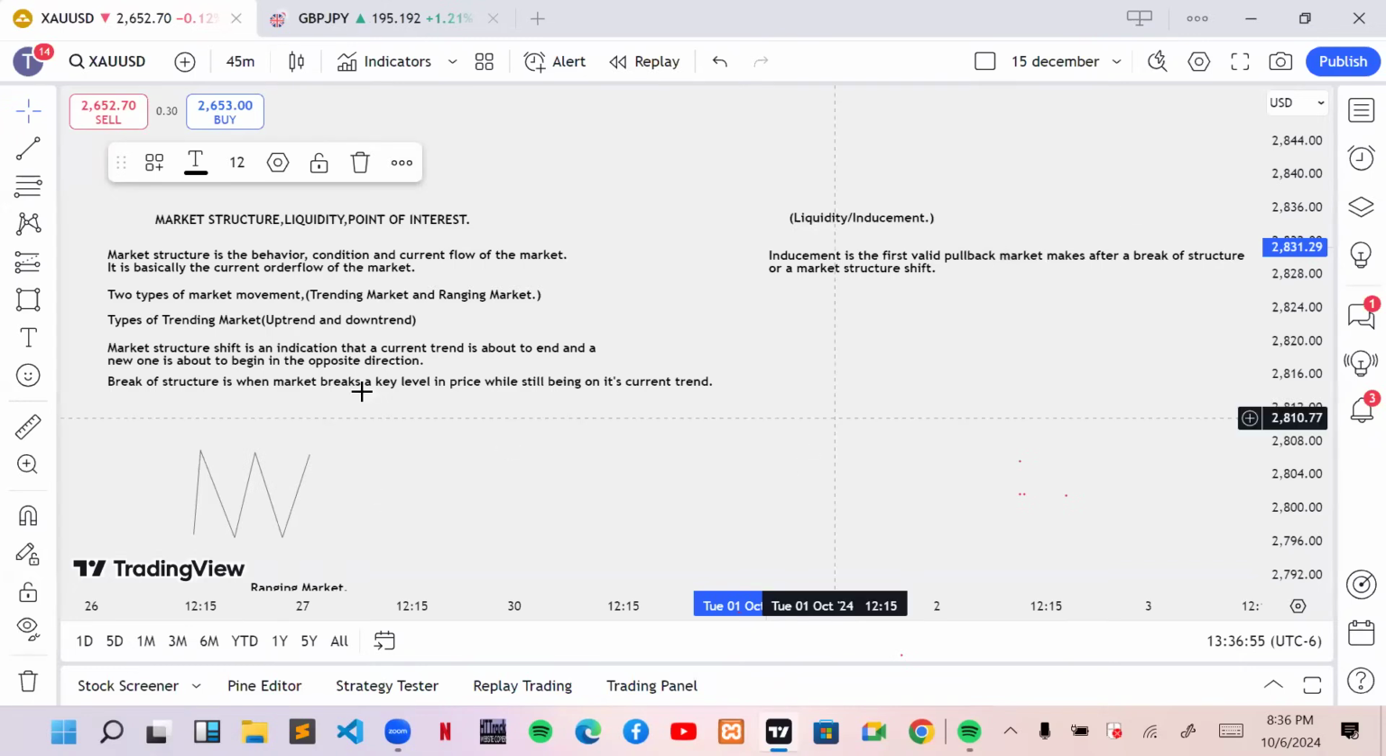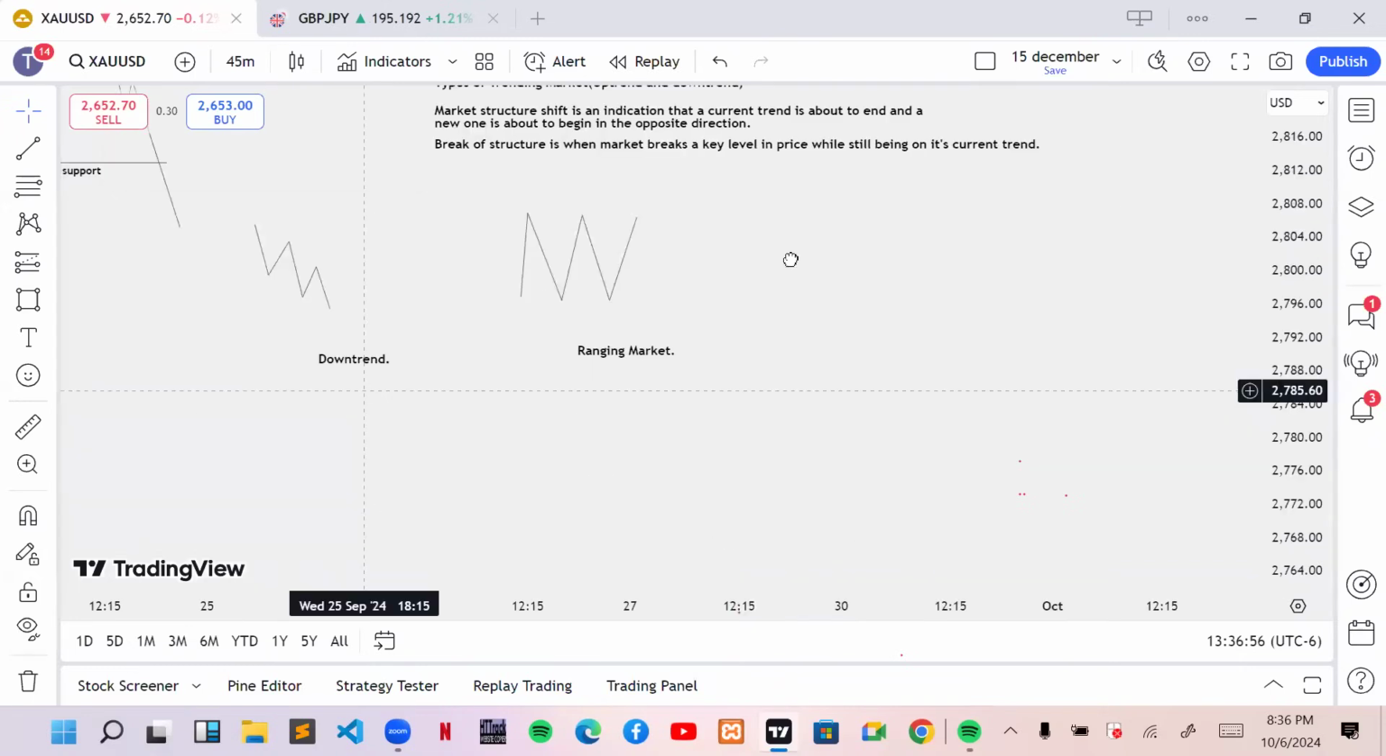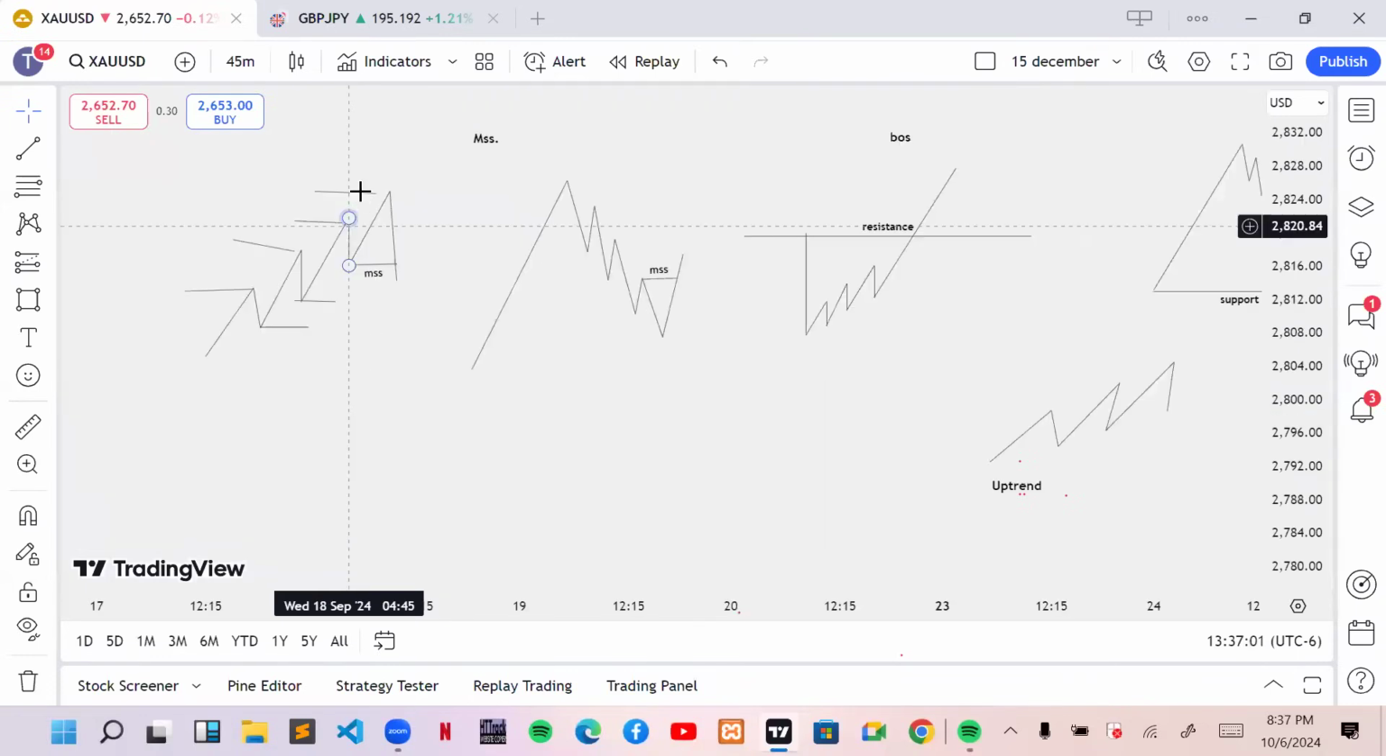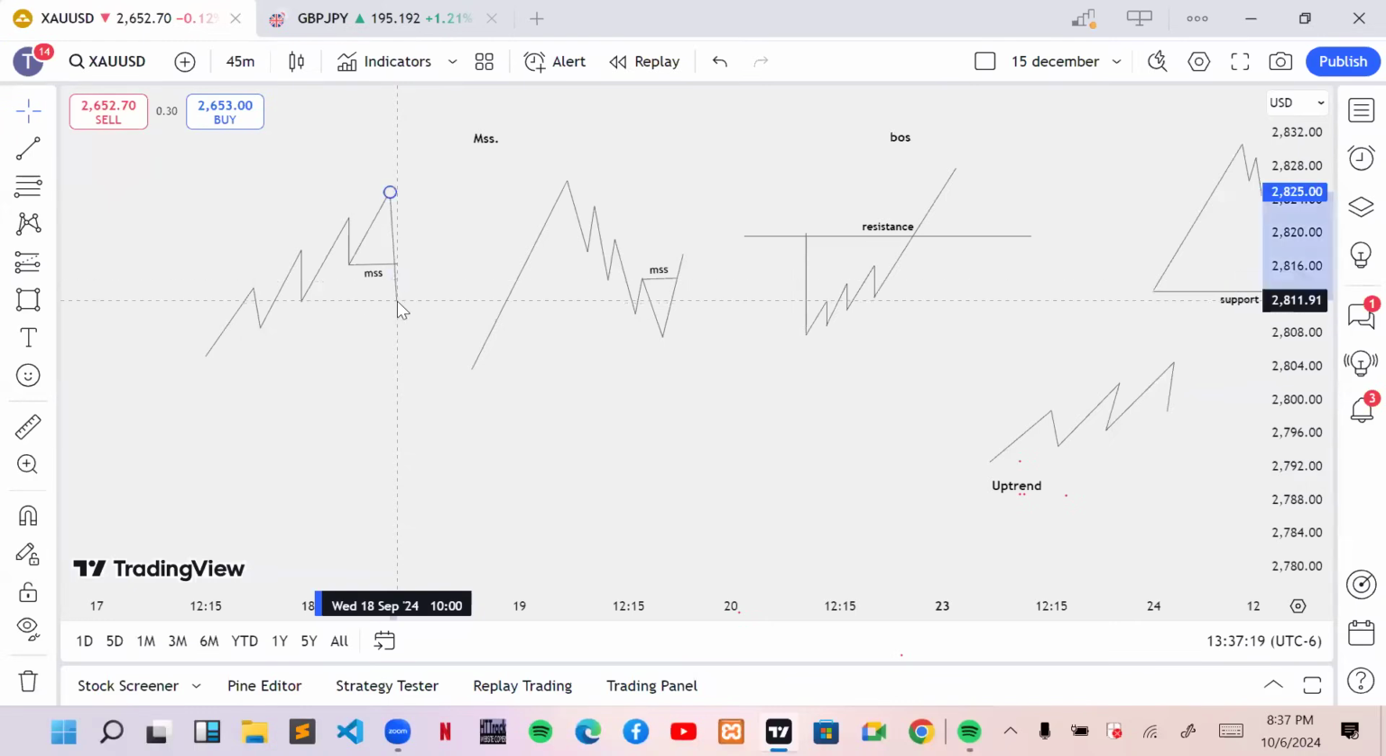So let me give you a visual example. Let me use the market structure shift first. So for the uptrend, this is an uptrend, and the market made a market structure shift. Before you can confirm your inducement, you have to first see either a break of structure or a market structure shift. Pay attention. So this was a market structure shift right here.